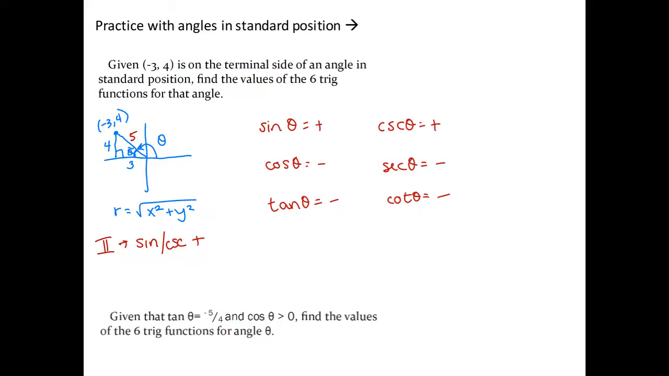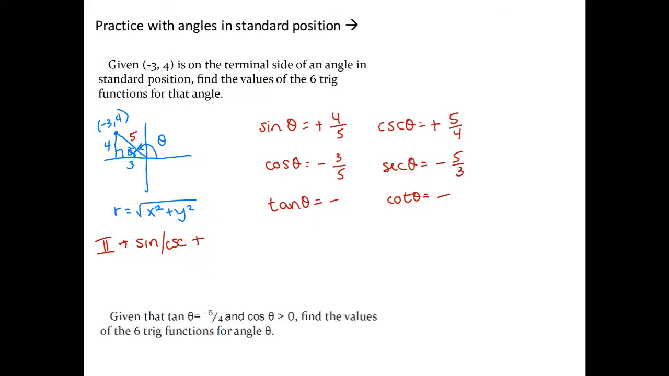Now I can just fill in SOHCAHTOA. So sine would be opposite over hypotenuse, so 4/5, and then just flip it right away to get our cosecant. Cosine is adjacent over hypotenuse, and then flip it for secant.